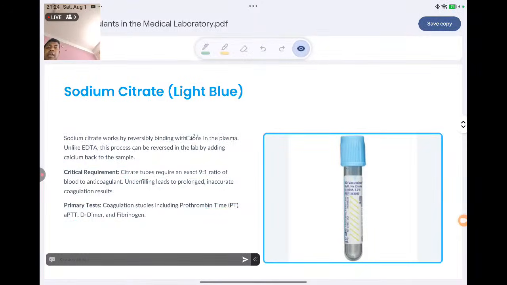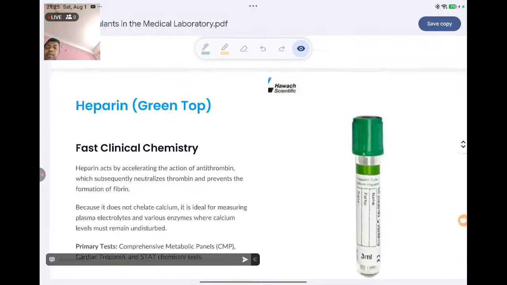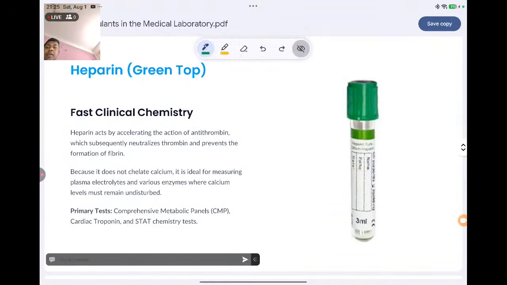So I will go to the next slide, which is the heparin tube. Now heparin acts by accelerating the action of antithrombin, which subsequently neutralizes thrombin and prevents the formation of fibrin. Now, the heparin tube.